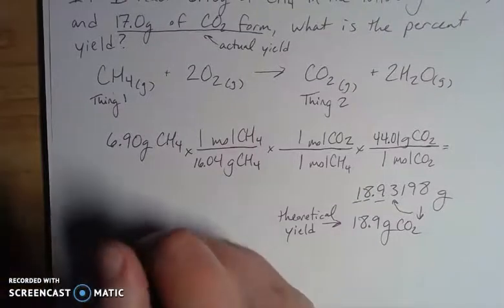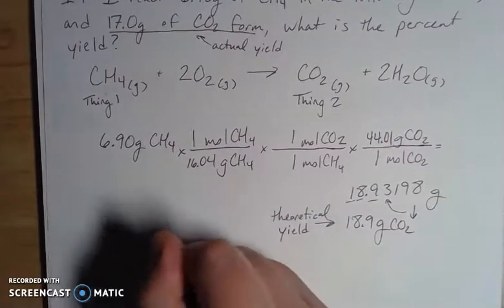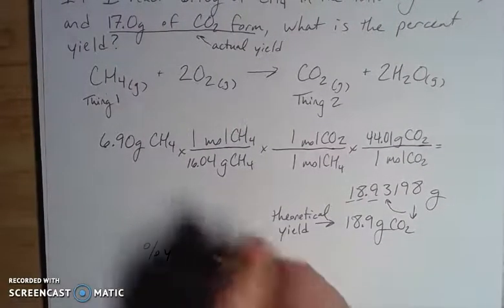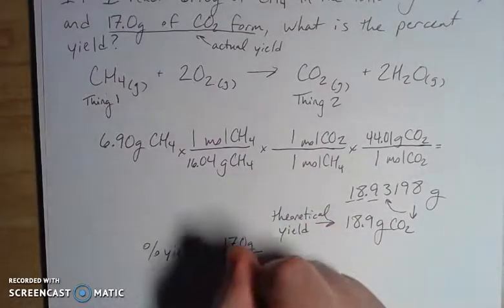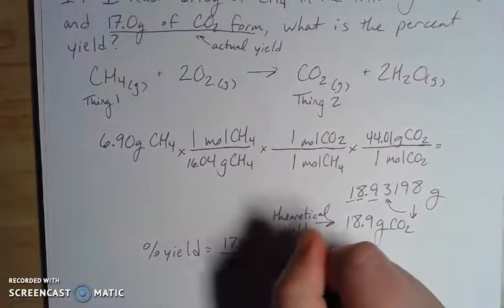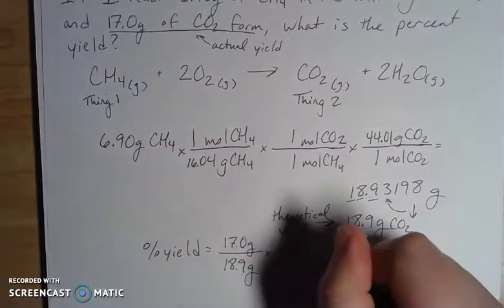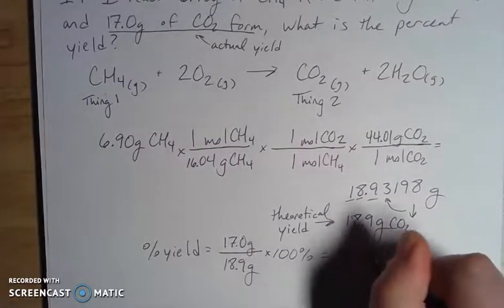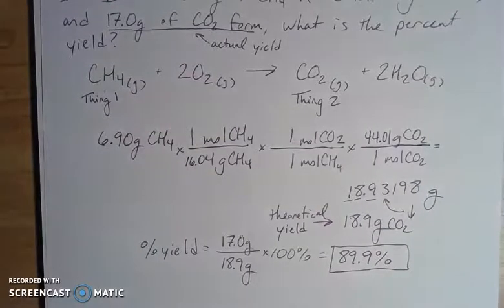Okay, so now I need to do my percent yield, because that's what it's asking for, what is the percent yield of this whole process. So I'm going to say that my percent yield is equal to the actual, which is given, 17.0 grams, over the theoretical, which I calculated as 18.9 grams, and I'm going to multiply that ratio by 100%. And when I do that, I end up with 89.9%. That's my percent yield, which means that of the 100% possible carbon dioxide, I produced 89.9% of it, which is actually pretty good. That's a pretty high percent yield.